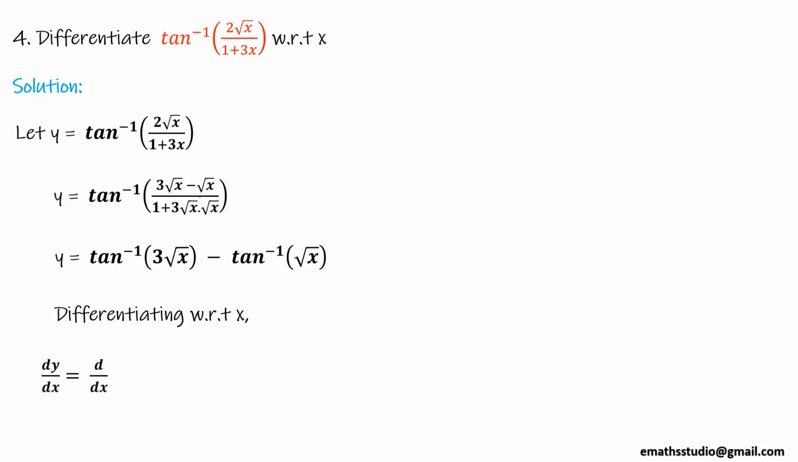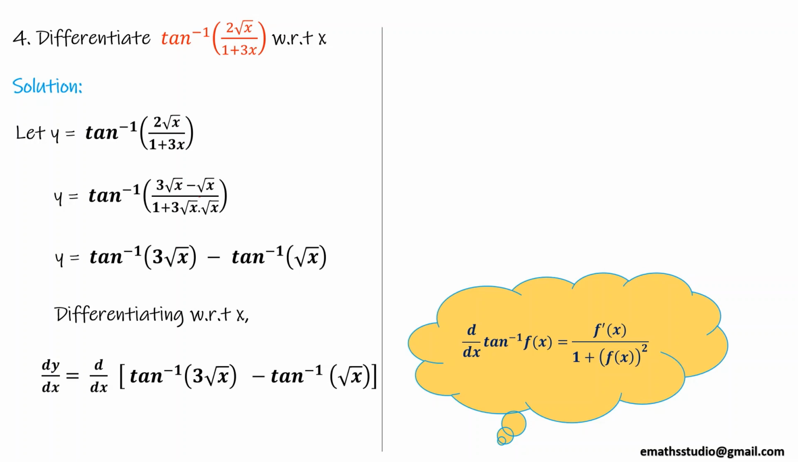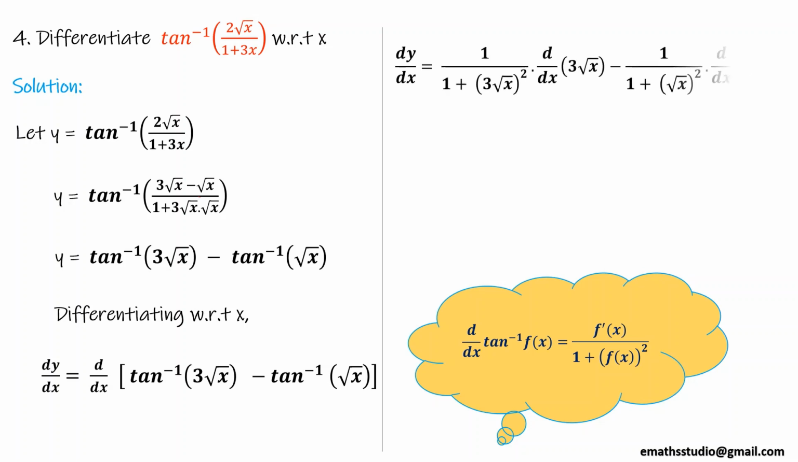dy by dx is d by dx of tan inverse of 3 root x minus tan inverse of root x. Now the question is, what is the derivative of the tan inverse function? So the derivative of tan inverse of f of x is f dash x upon 1 plus f of x the whole square. So this can be written as dy by dx is 1 upon 1 plus, look at this one, f of x the whole square. Here f of x is 3 root x. So 3 root x the whole square into f dash of x. F dash of x means the derivative of 3 root x. Now minus, I carried. Now what is the derivative of tan inverse of root x? It is 1 upon 1 plus f of x the whole square. F of x here is root x, the whole square, into the derivative of root x.